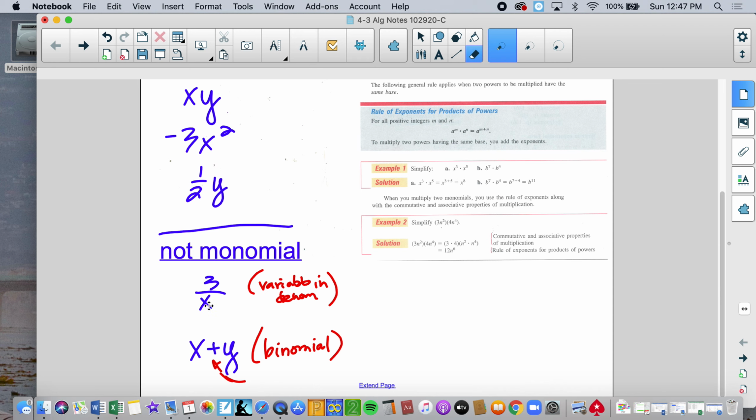What is not a monomial is 3 over x. Whenever the variable is in the denominator, that's not considered a monomial. And x plus y is not a monomial. It's a binomial because we have two terms here. And addition and subtraction separate terms. So x plus y would be considered a binomial, not a monomial.